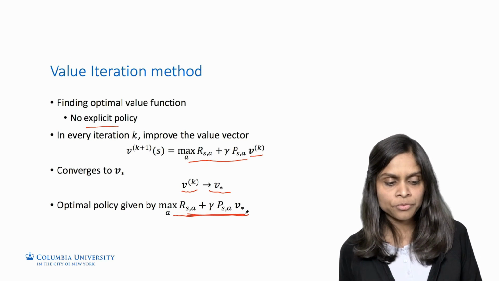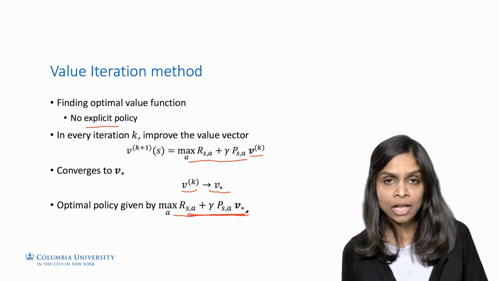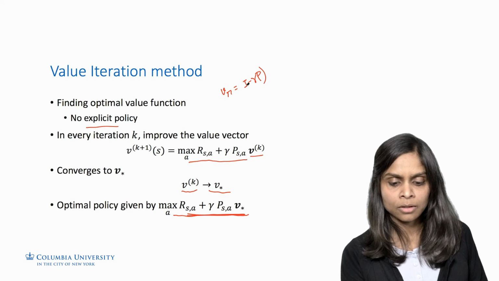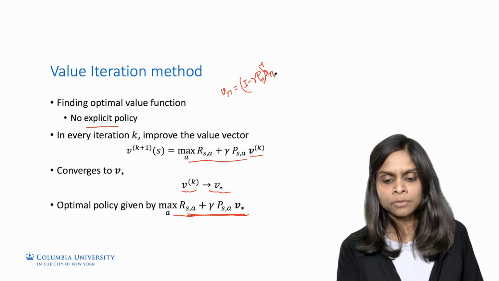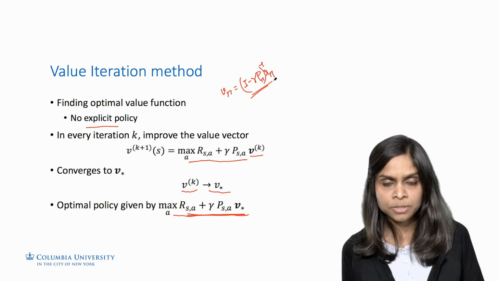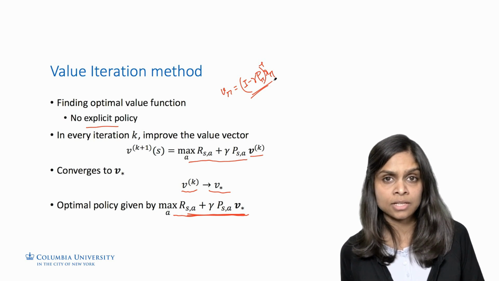An advantage of the value iteration method over policy iteration is that here you're not explicitly computing the value of a policy by using an inverse matrix formula as we did before. Not requiring to compute this inverse is useful because this matrix can be a large S by S matrix if the number of states is large.